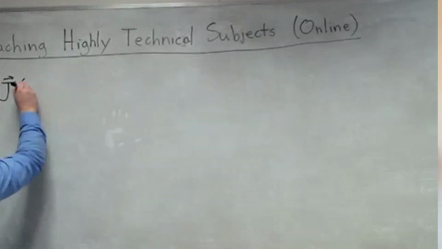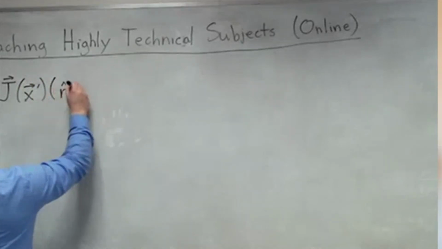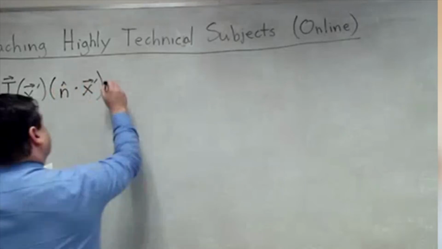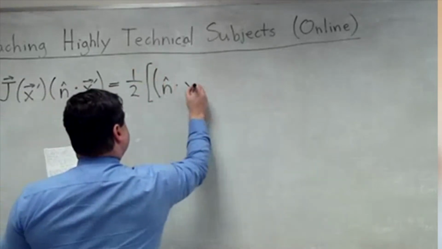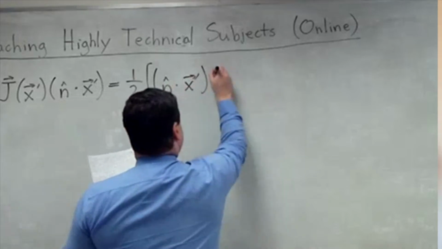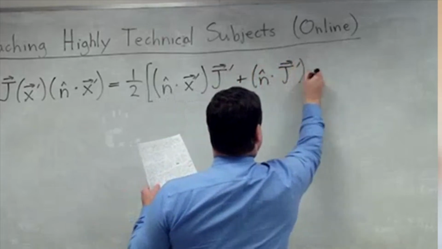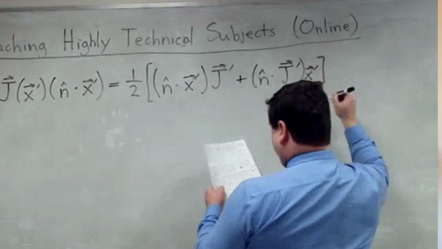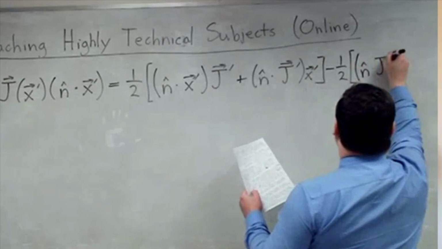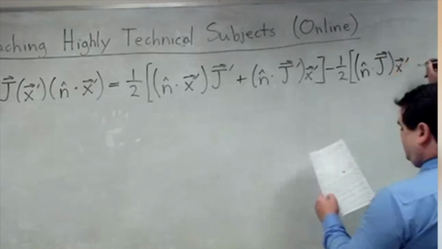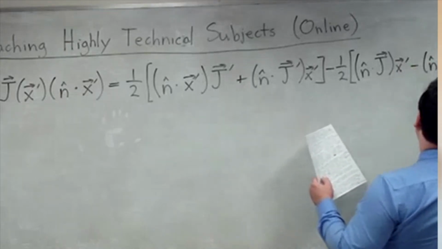I'm going to write down an extended equation like this: j of x prime times n hat dot x prime is equal to 1/2 n hat dot x prime j prime plus n hat dot j prime x prime, minus 1/2 n hat dot j prime x prime minus n hat dot x prime j prime.